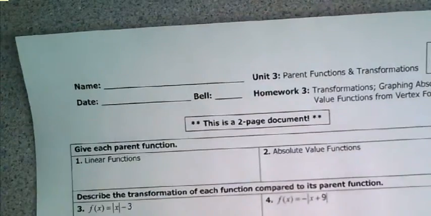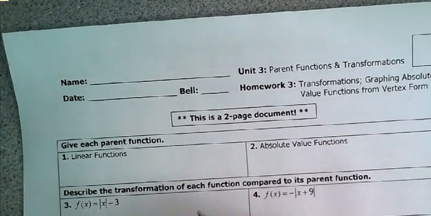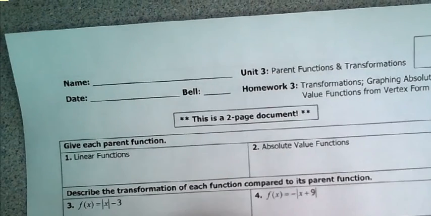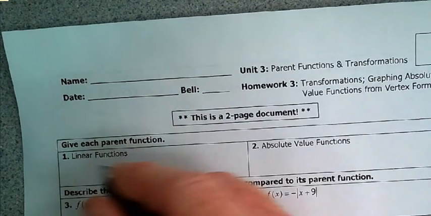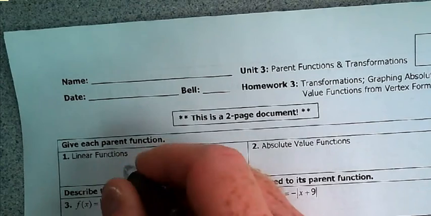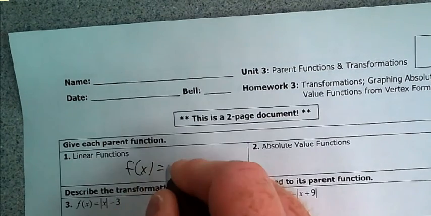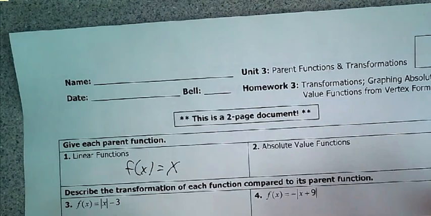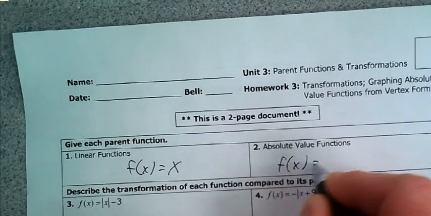Alright, so if we take a look at homework worksheet 3, the first questions are asking you about what the parent functions of these particular functions are. So easy. If you look over there on the wall, what is the linear parent function? F of x equals what? X. Good. What is the parent absolute value function? Absolute value of x. There you go.